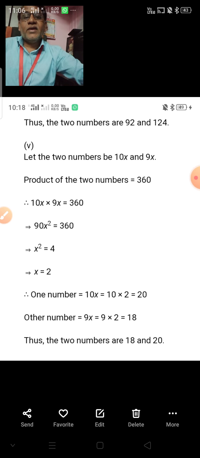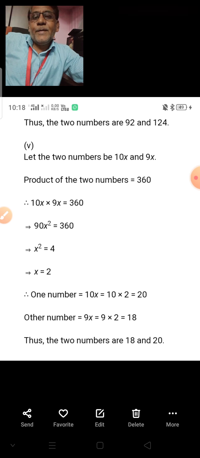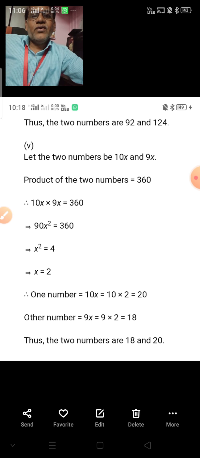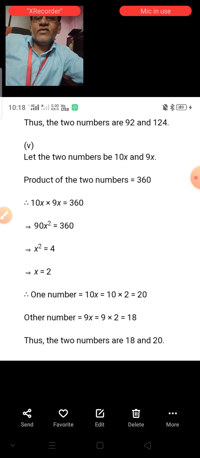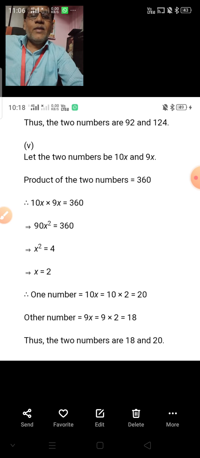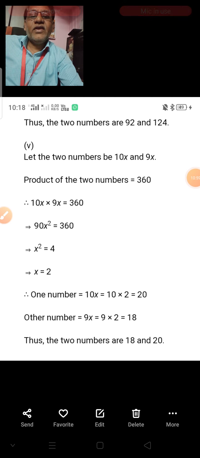If you have any doubt there, you can ask, and you have to solve the word problems in the problem set also, so you can solve those sums for practice, because these word problems are very important, so you have to solve these problems also.